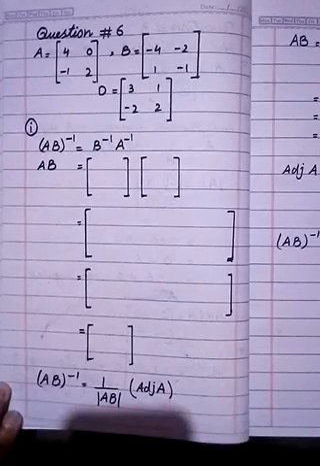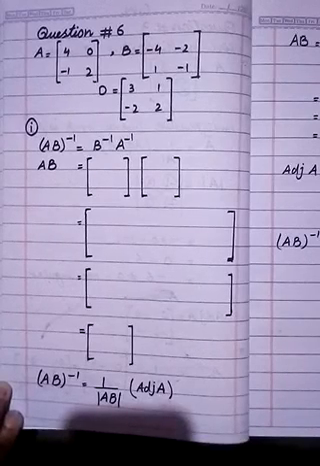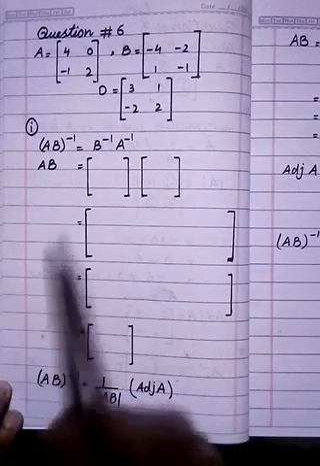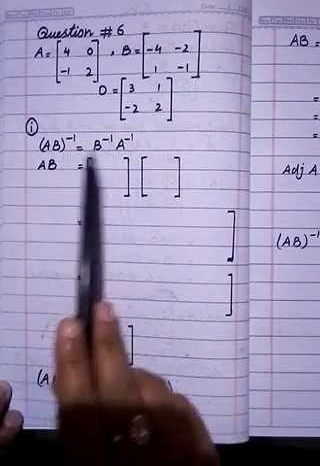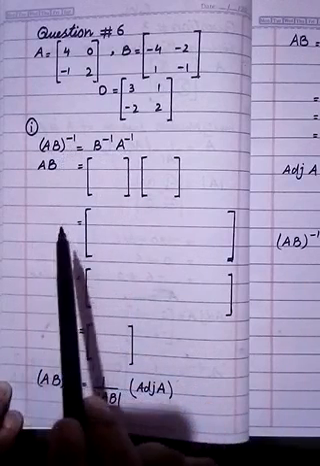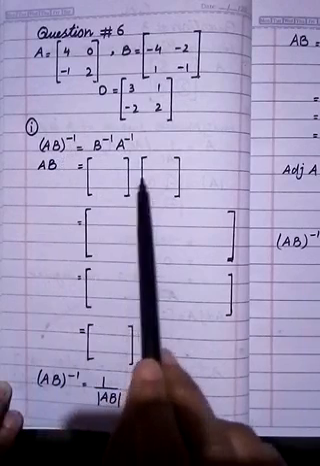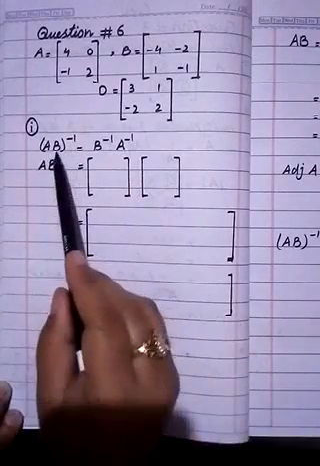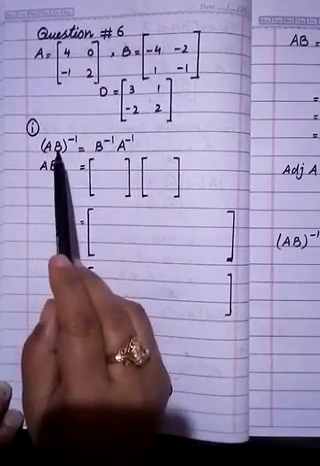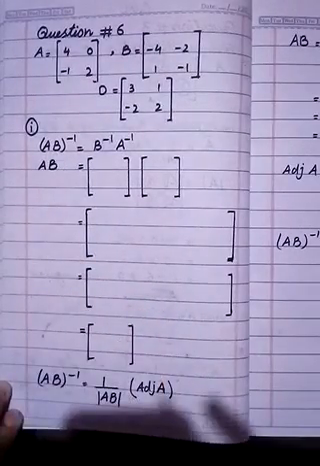Let's see question number 6. A, B and D matrices are given here. So, you can find the first part: A, B whole inverse equals B inverse A inverse. And in the previous question you learned how you can find A inverse and B inverse. Now, first of all, you have to solve the small bracket. You have to multiply A and B matrices.